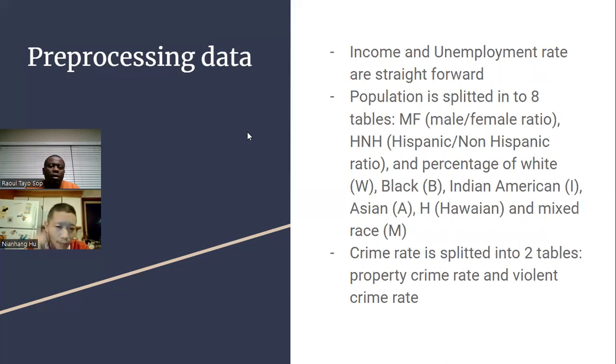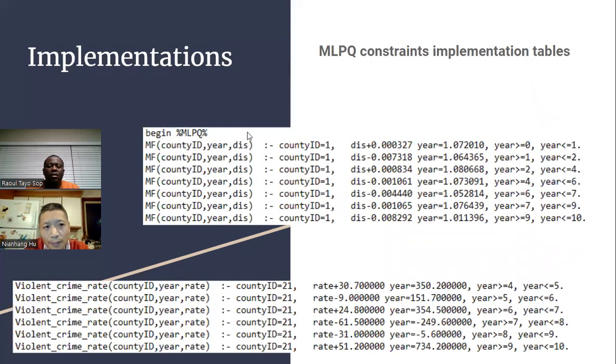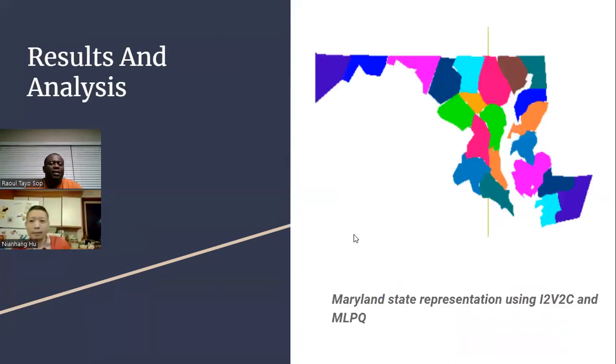And let's talk about the implementation now. On this slide, you can see some implementation that we did in the MLPQ software. Here, we have some lines from the male, female table, which is one of the population tables. And on the bottom, we have another screenshot of the violent crime rate, which is another table with the attributes county ID, year, rate. And now for the result and analysis, I'm going to pass the floor to my colleague.